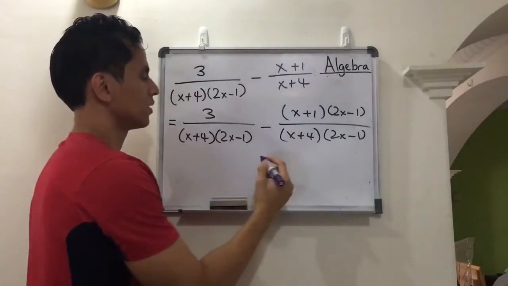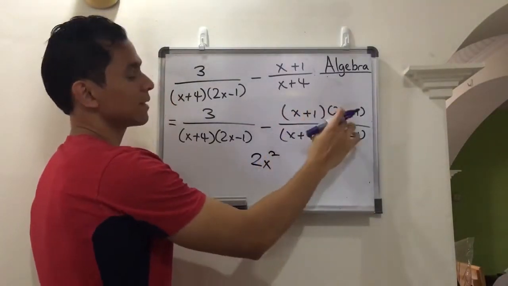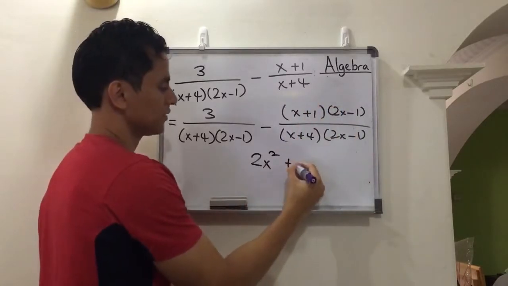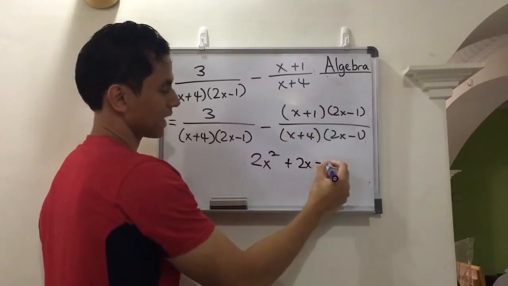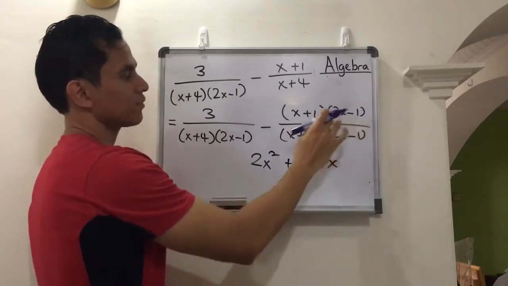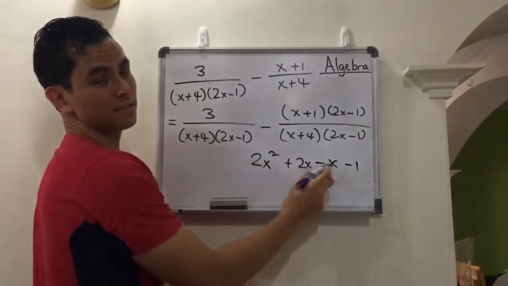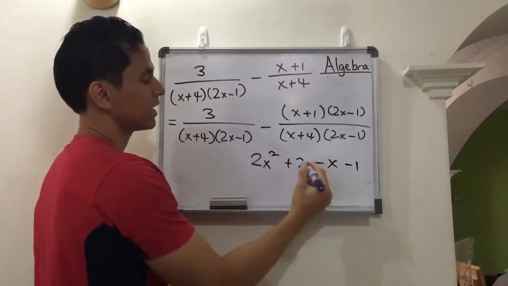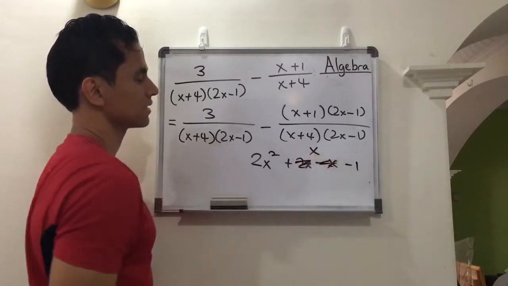It gives us 2x squared. And now, 1 times 2x gives us positive 2x. And now, negative 1 times x giving us negative x. And negative 1 times 1 giving us negative 1. These two are the same terms, so we can join them together. Plus 2x minus x, so this just gives us plus x.